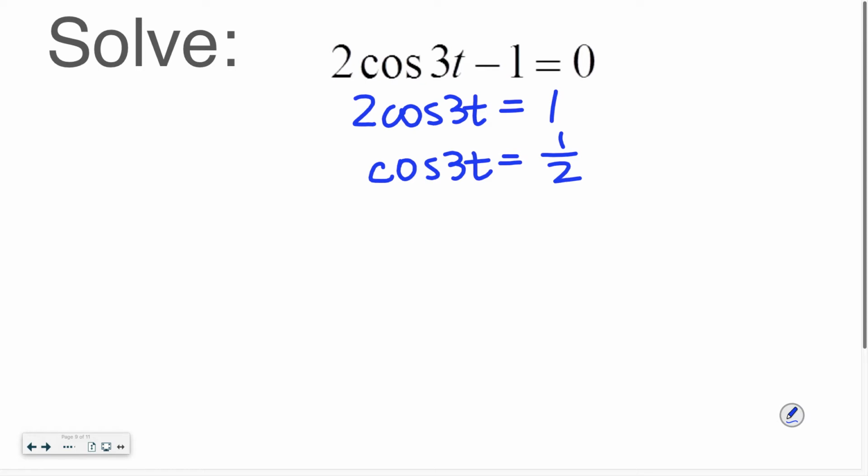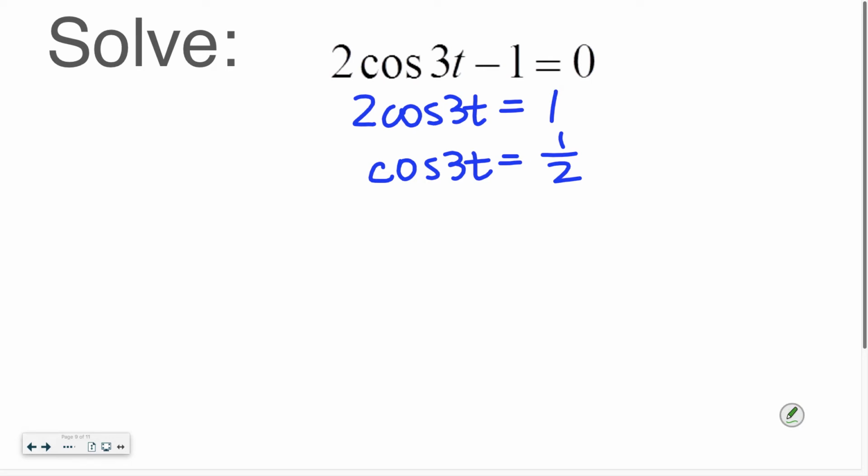That 3 is inside of our function. We can't take it out. It is attached to that t. So instead, let's think about the angles in which cosine is 1/2. Where does that happen at? Pi over 3? Yes. And 5 pi over 3.